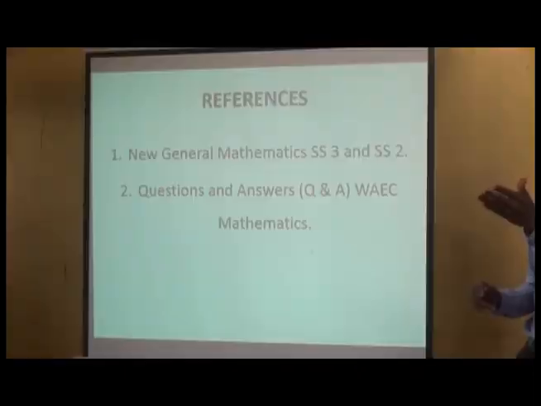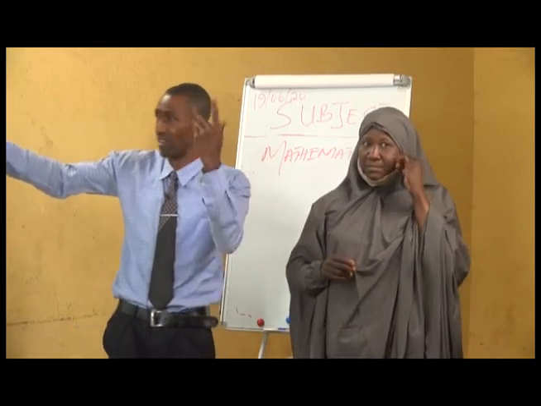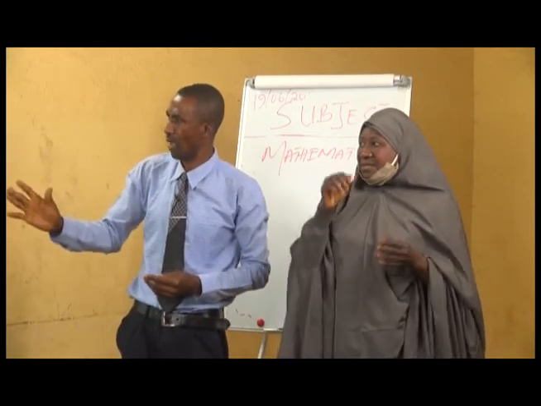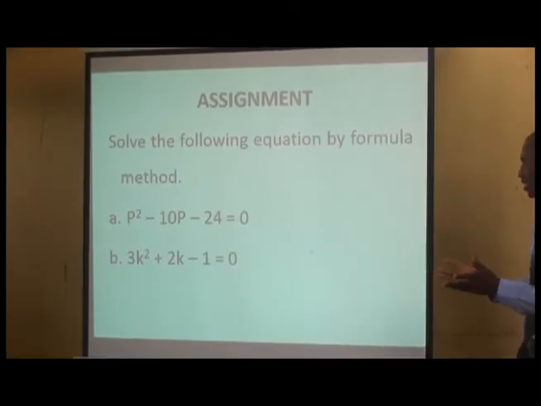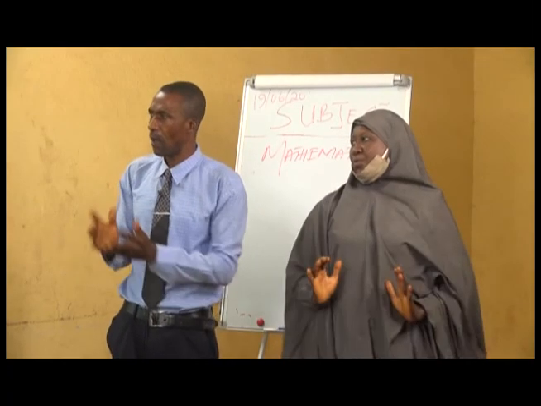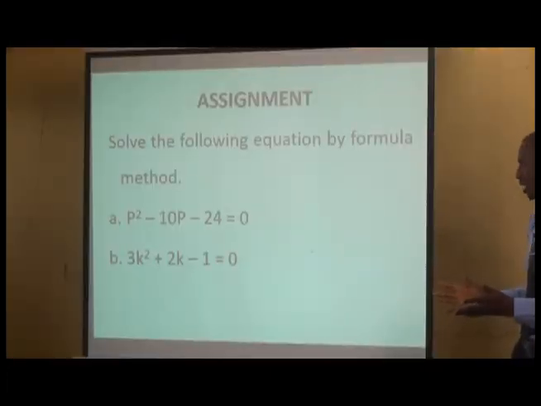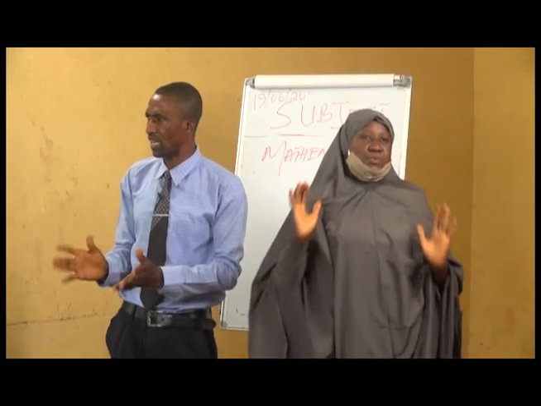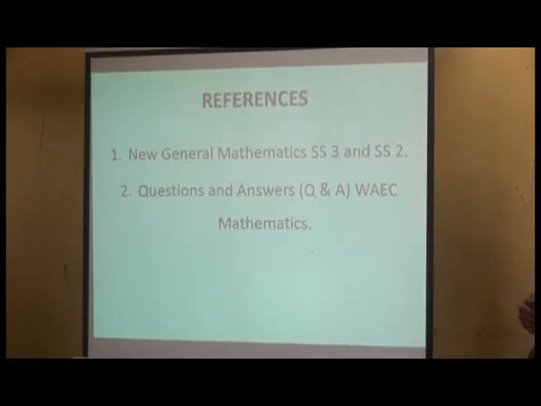Let me still repeat the assignment for those that have access to only the radio so that they can understand what we are doing very well. Please, I'm repeating the assignment for their understanding. A, p squared minus 10p minus 24 equals 0. B, 3k squared plus 2k minus 1 equals 0.